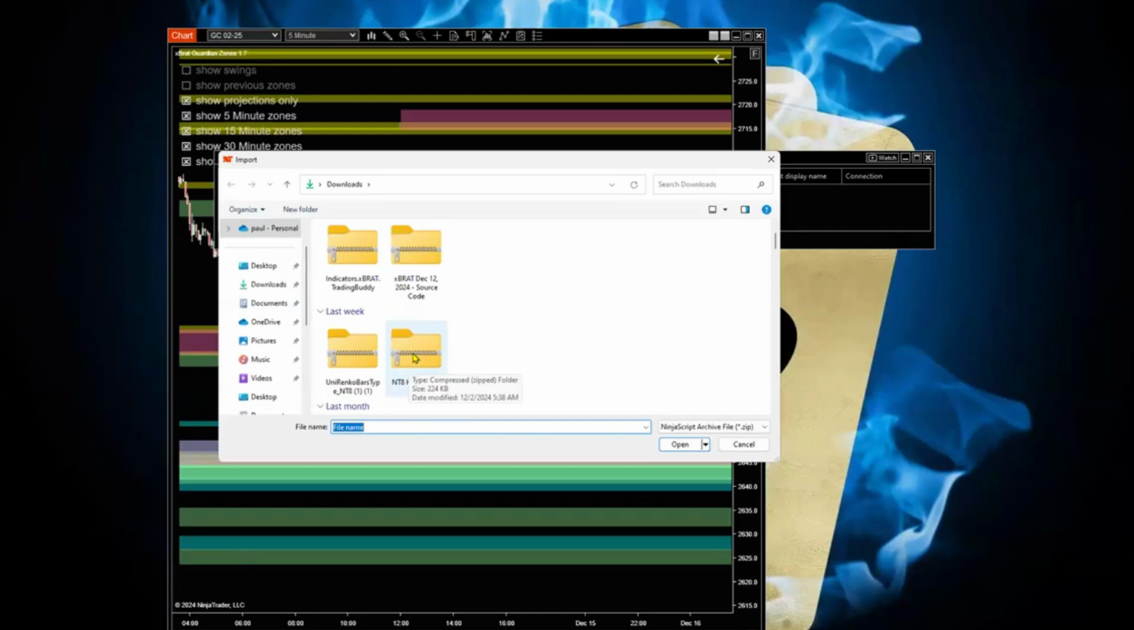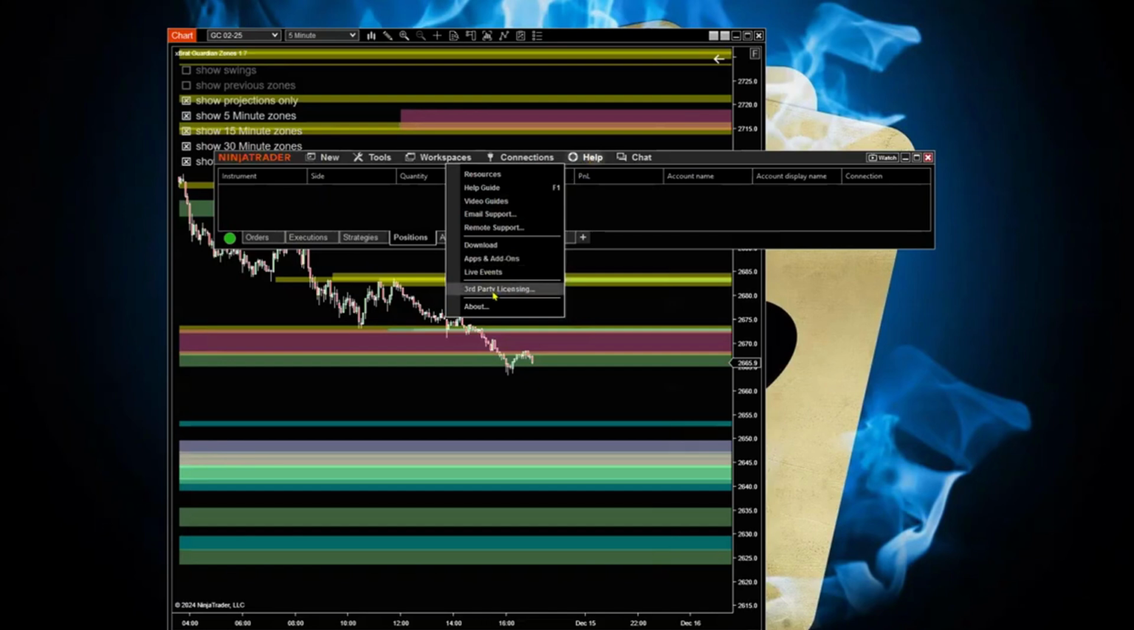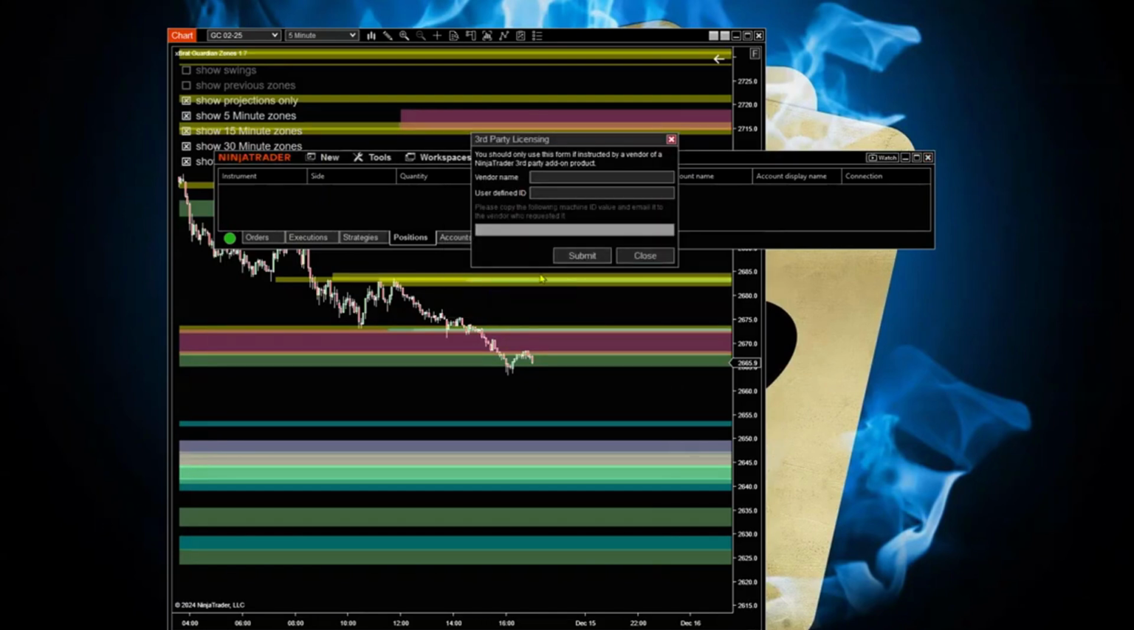That doesn't give you immediate access. What you need to do is go to help, third-party licensing. Okay. And then you're going to type in the vendor name. The vendor name is given to you in an email. And then what it does is produce a user-defined ID. You copy and paste that. We then go onto our system and give you access. Okay, so it's slightly different.